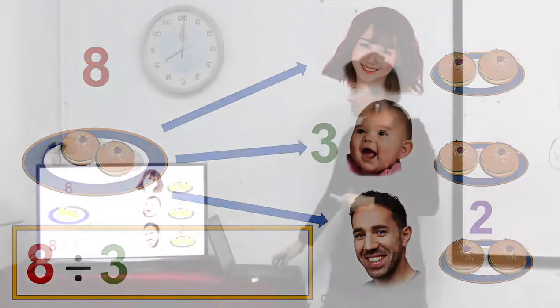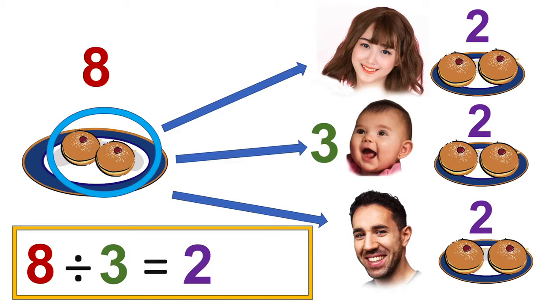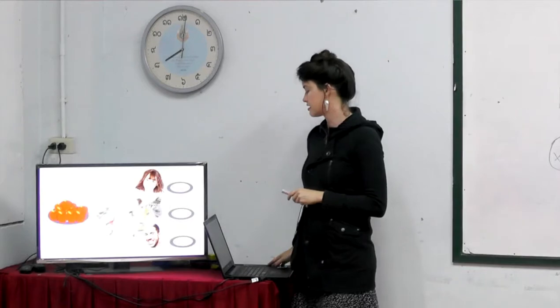So we've got 2 left over. Those extra ones are our remainder. So everybody has 2. These are all equal. Equal groups of 3. And we have 2 left over. Those are remainders.